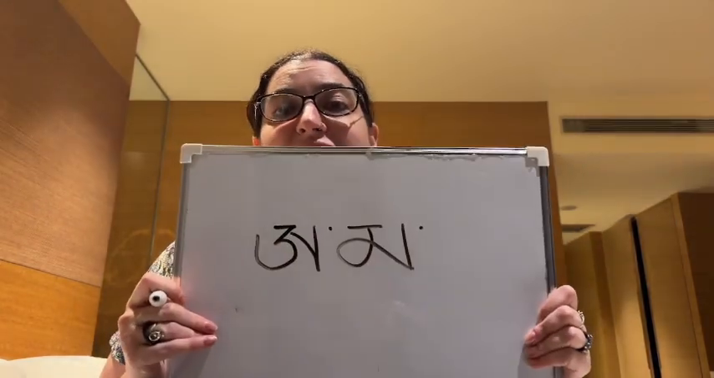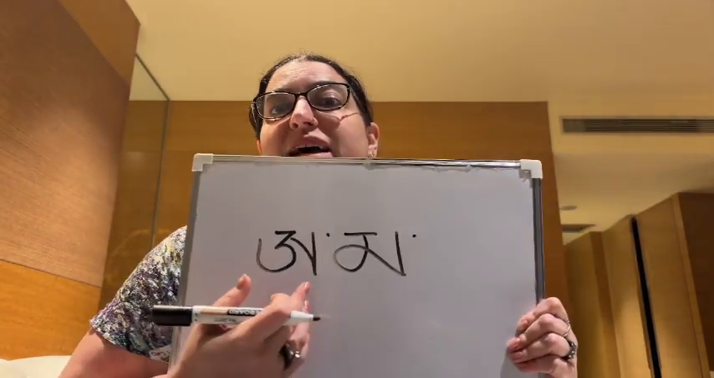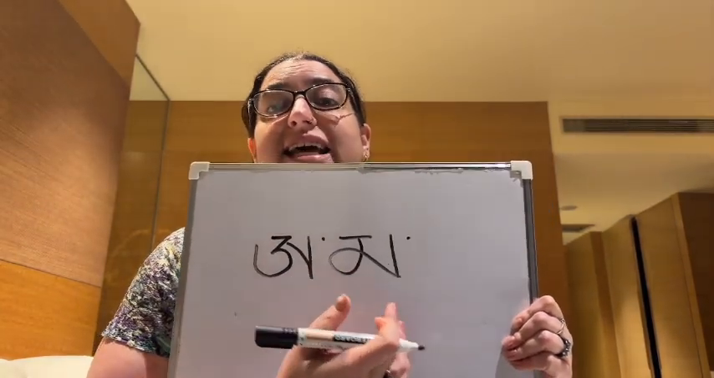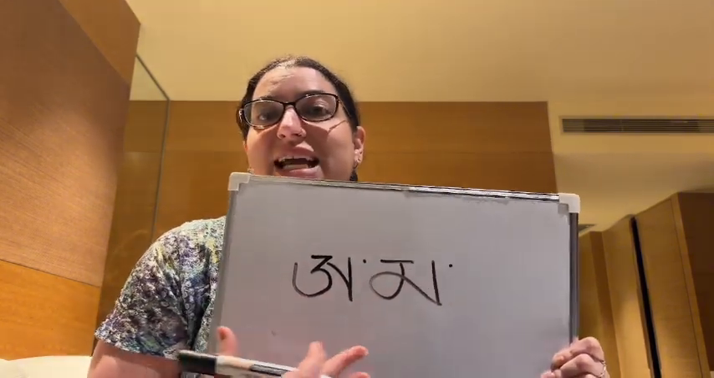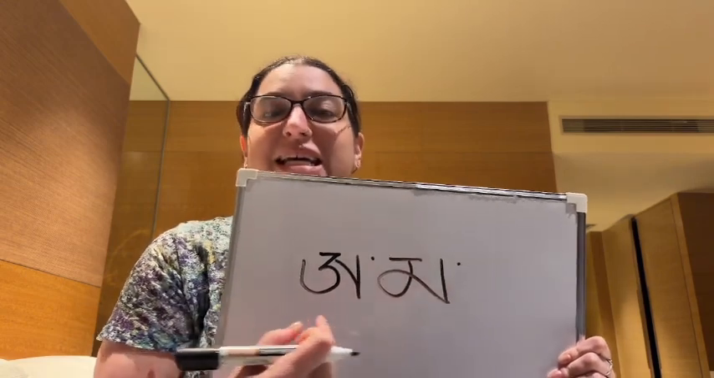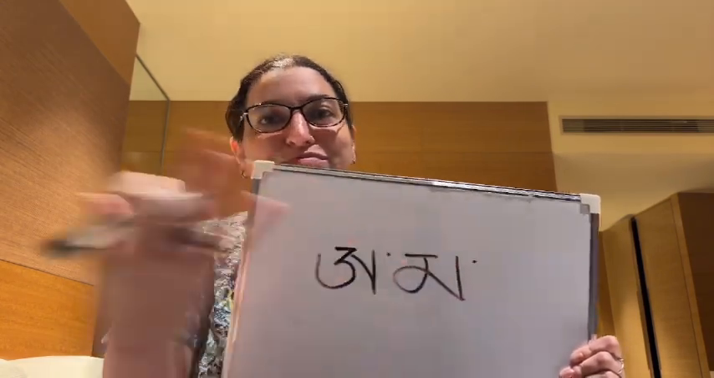For example, the word ama. Ama is 2 syllables. So we have a and then a tsek, and then we have ma and then a tsek. So we know that it's 2 syllables. It's not one like it's ma. Pretty simple, right? And ama means mother.